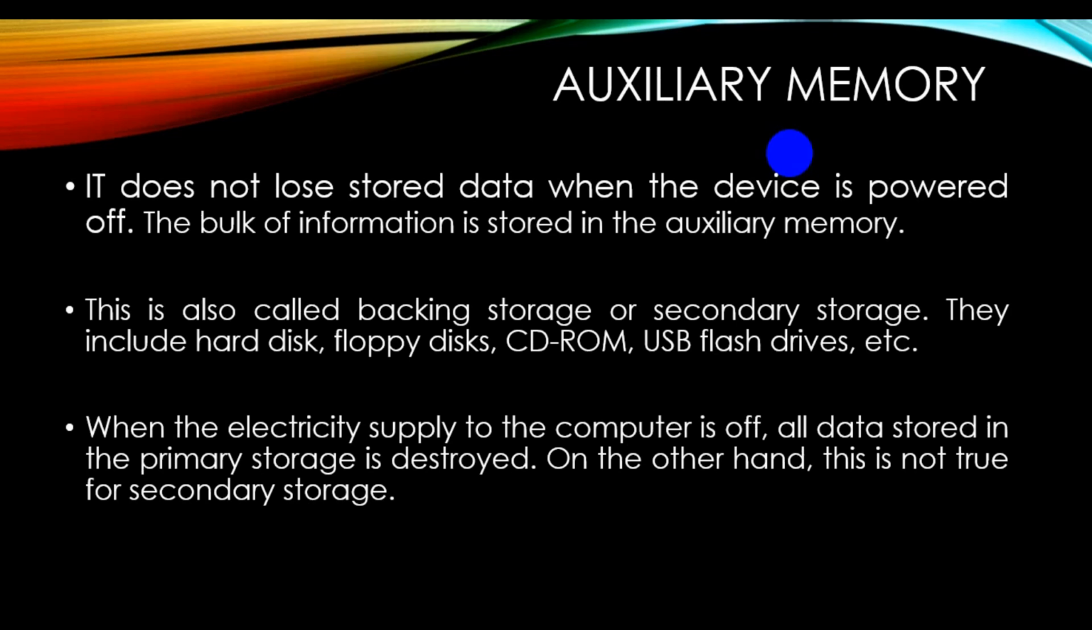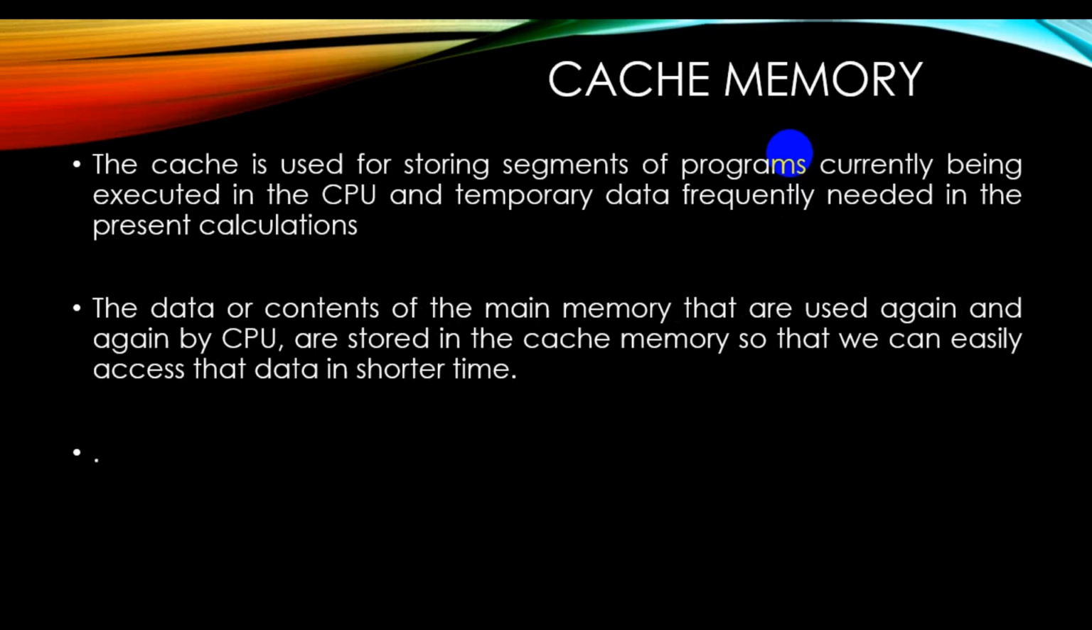Now last, cache memory. The cache is used for storing segments of programs that are currently being executed in the CPU and the temporary data frequently needed in the present calculations. The data or contents of main memory that are used again and again by the CPU are stored in the cache memory so that we can easily access the data in a shorter time.